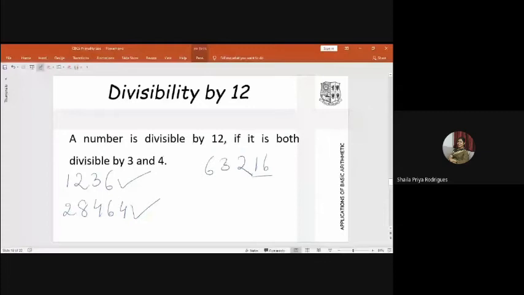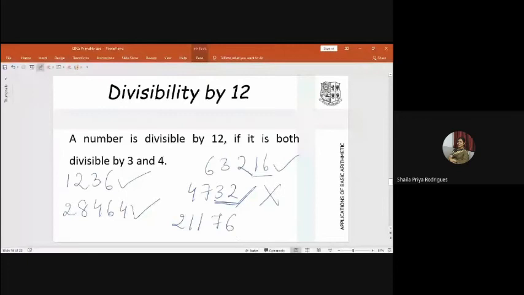Give me numbers now that are not divisible. Okay. 4, 7, 3, 2. 32 is divisible by 4, but what about the sum? 10, 10 plus 4, 14, 16. 16 is not divisible by 3. Hence, it is not divisible by 12.